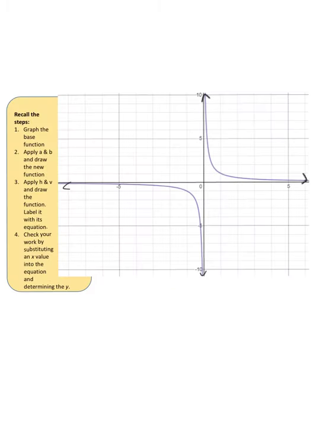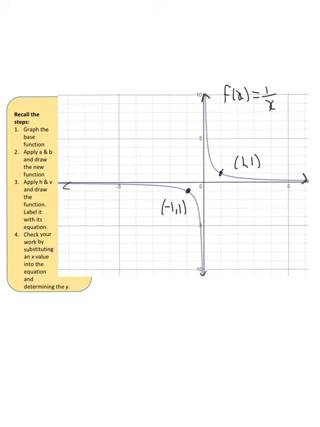So step 1 is to graph the base function, which is f of x equals 1 over x. When graphing transformations of the reciprocal function, you only need to show the point 1, 1 and the point negative 1, negative 1. You don't need to show any other points, and that is because the asymptotes will help guide how that function looks. So we should discuss the asymptotes.